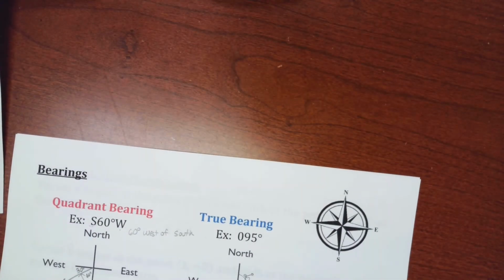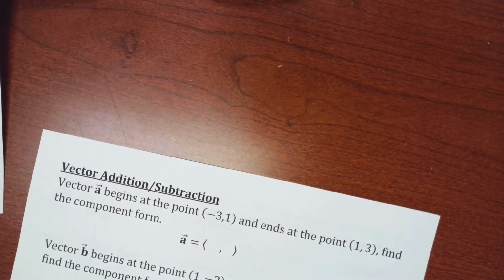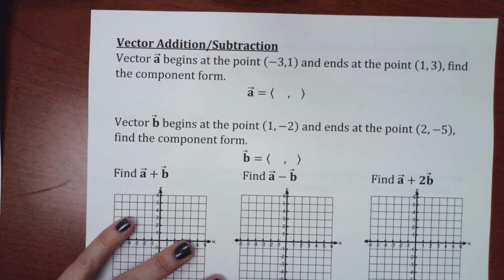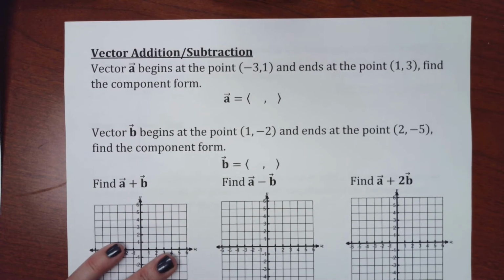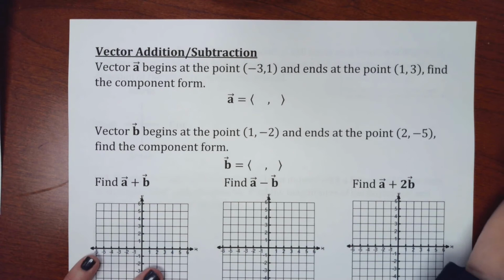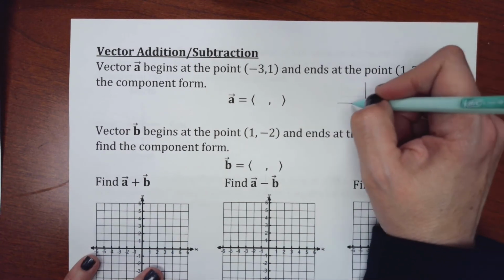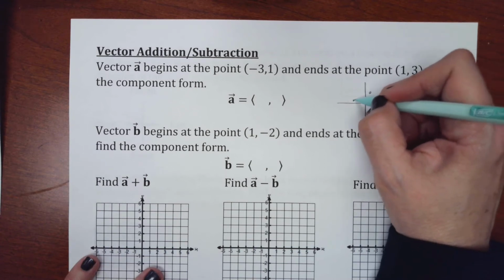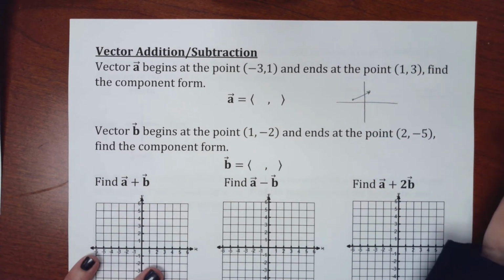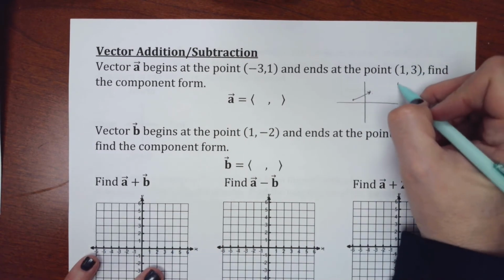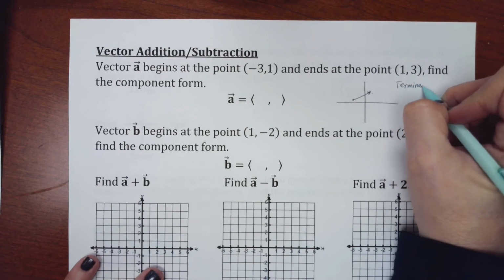All right, so we're going to do that, but we're going to be much more specific about it and do it on some graphs. All right, here we go. So vector A begins at the point negative 3, 1 and ends at the point 1, 3. All right, so negative 3, 1, 1, 3. So let's subtract these two. If I want to start at negative 3, 1 and go to the point 1, 3, this is how I'm doing that. So when I want the component form, I do the end minus the beginning. So I do the terminal minus the initial.